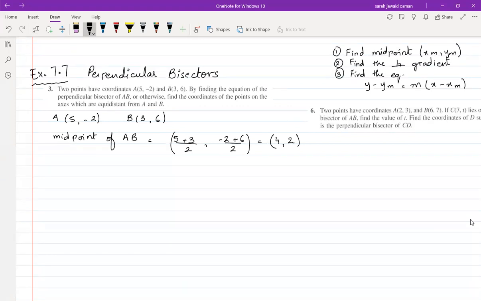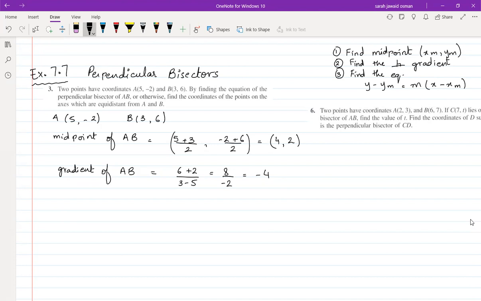Can I find the gradient of AB? Let's find the gradient of AB first before finding the gradient of the perpendicular of AB. The gradient formula you are already aware of. Subtract the y, so 6 minus -2, and 3 minus 5. That gives us 8 upon -2, which is -4 basically, right? If there's any correction, I would appreciate it if you write in the chat, beta, right? So that's my gradient of AB.